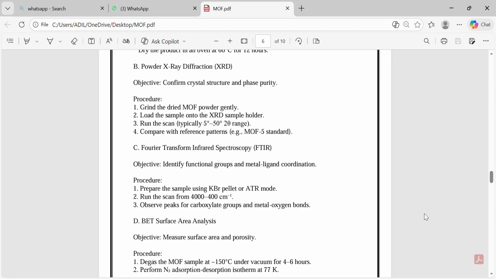Next is the Fourier transform infrared spectroscopy. The goal of this method is to find the chemical groups and metal-ligand bonds in the MOF. The steps are to prepare a sample, KBr pellet or ATR, scan it from 4000 to 400 per centimeter, and look for peaks that show carboxylate groups and metal-oxygen bonds.